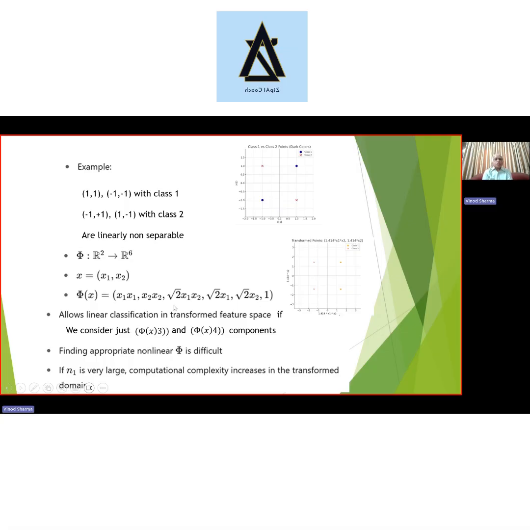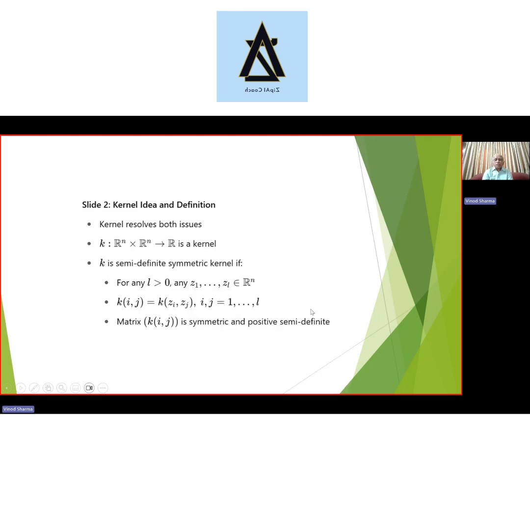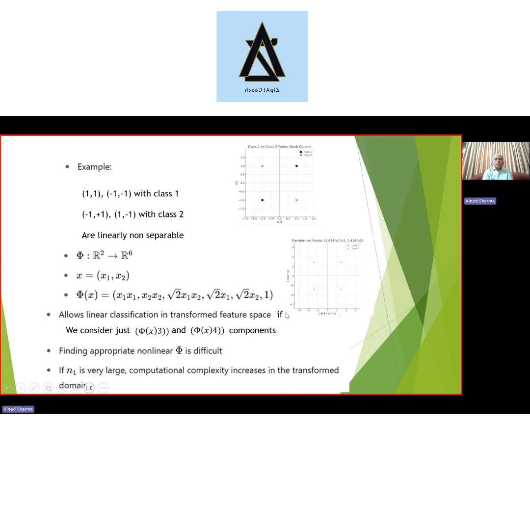Out of these 6 components, if we take only the third component and the fourth component and plot them, this is the third component and this is the fourth component, you see that class 2 are these 2 points and class 1 are these 2 points. Now, unlike in the original case, in this transformed domain you can linearly classify them by taking this vertical line.